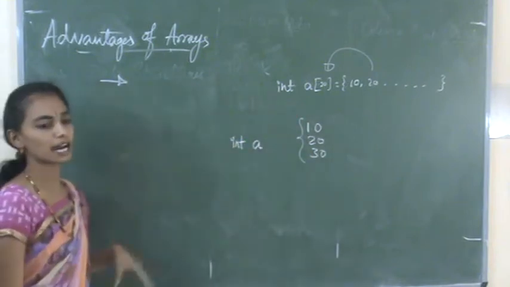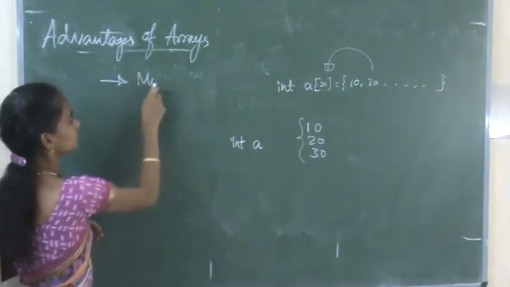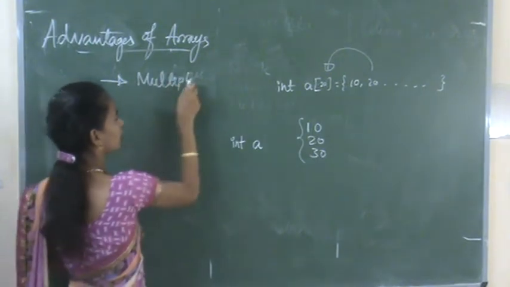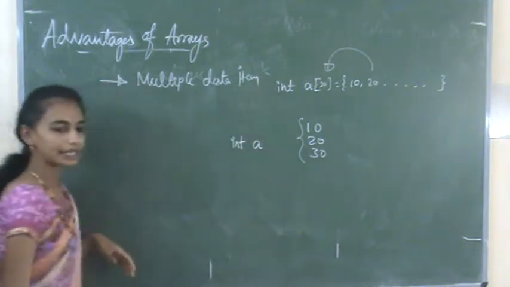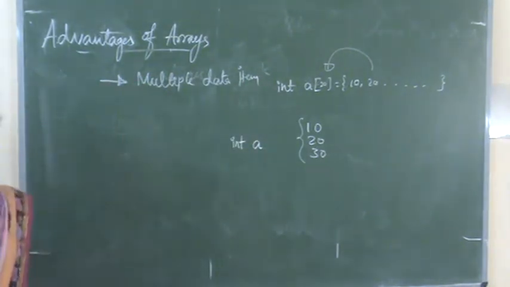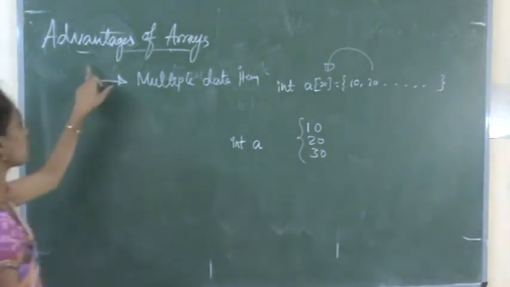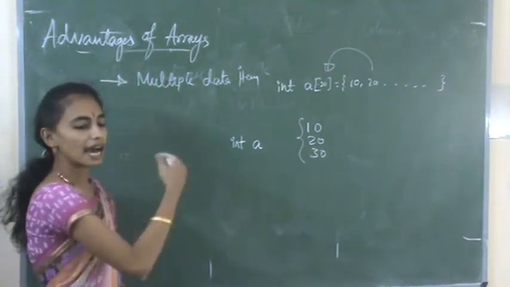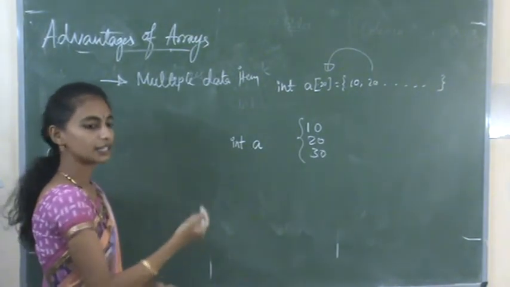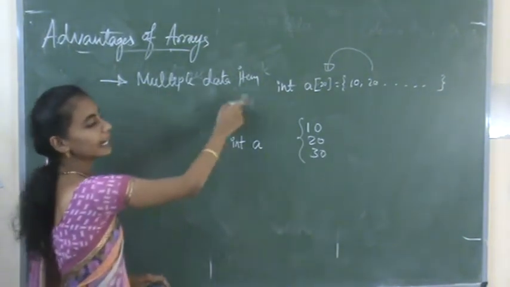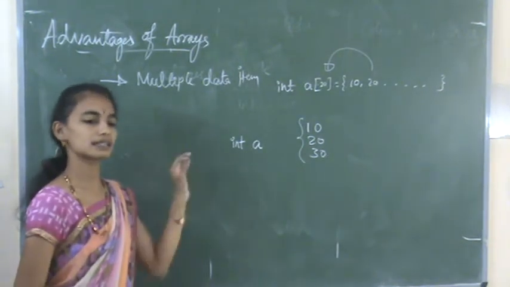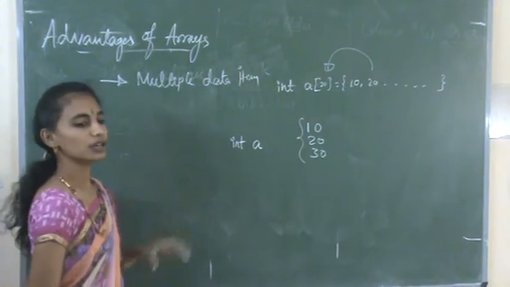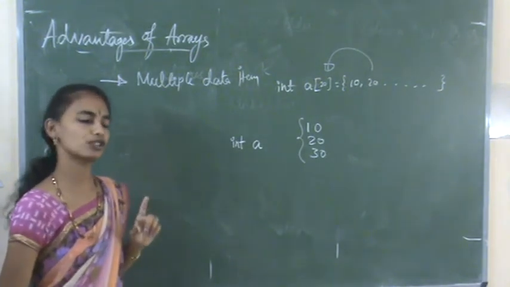So that is the first advantage of arrays. What is the advantage of an array? An array can represent multiple data items in a single data type under the same name. So that is the first advantage of an array.